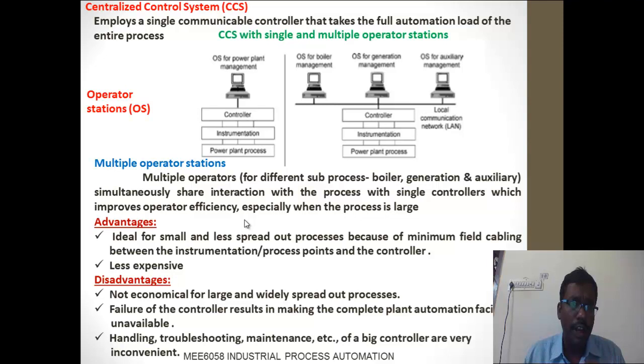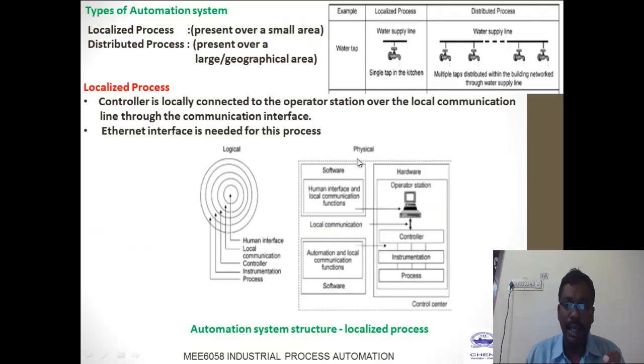Coming to the next, globalized process. Before going to globalized process, first we can see what a centralized control system is. It's called CCS. So here, you can see the schematic diagram of the centralized control system. We are having a single controller. If we take the same example, a single process with 5 sub-processes, we are dependent on a single controller.